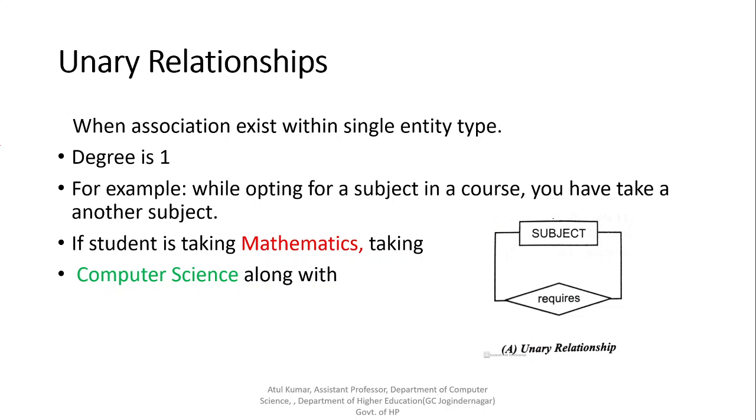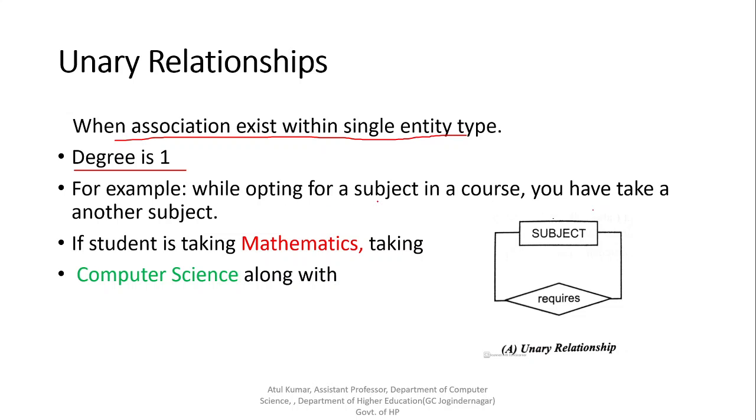So what is a unary relationship? It is basically an association that exists within a single entity type. Only a single entity is associated, so the degree here is 1. We have only one entity associated in a unary relationship, so the degree here is 1.